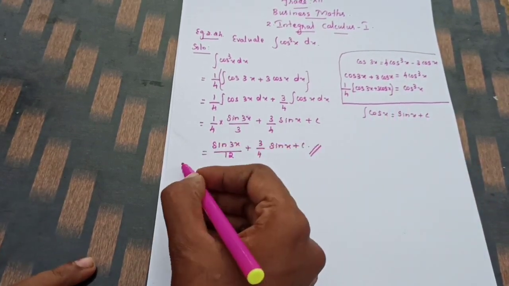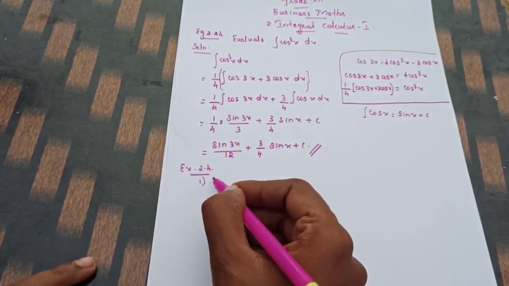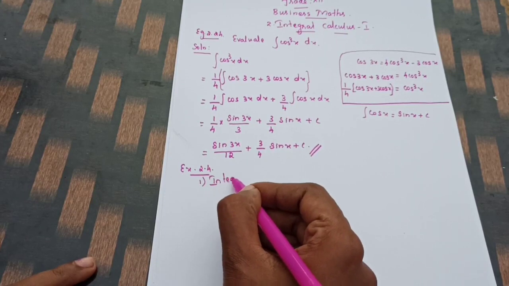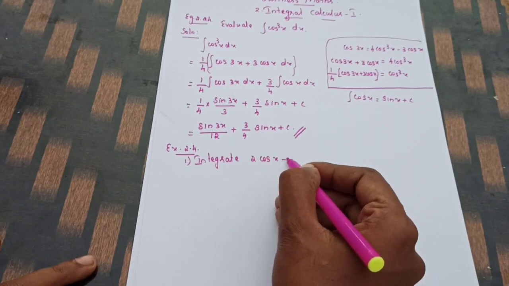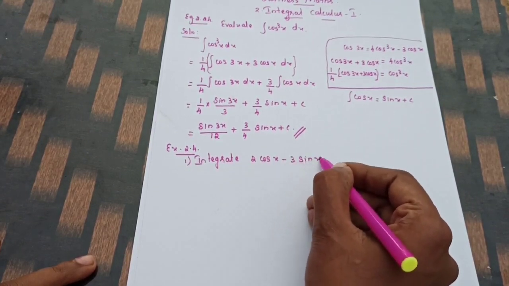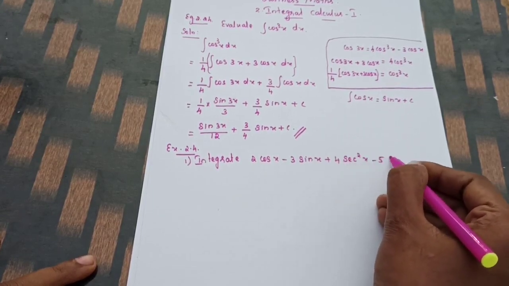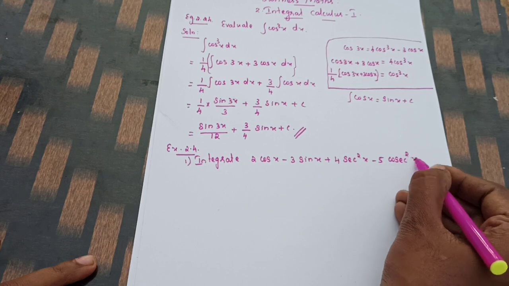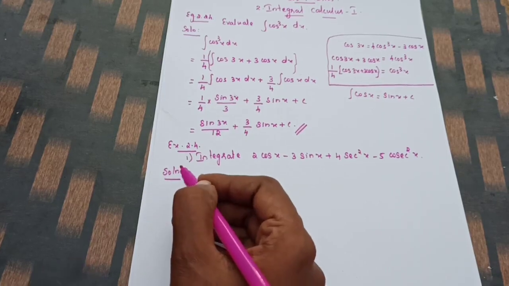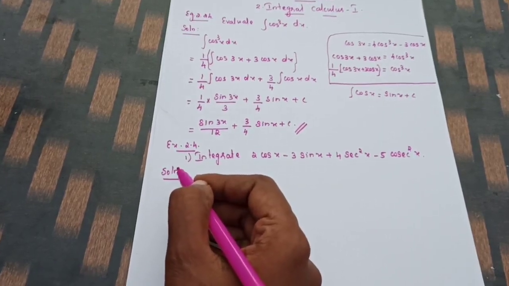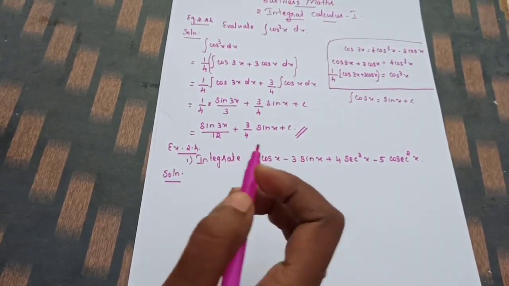So let's move to the exercise. Now, exercise 2.4, problem number 1. One by one we will do. That is, integrate 2 cos x minus 3 sin x plus 4 secant square x minus 5 cosecant square x. Solution. We are going to evaluate this one. So what will we do here? We are going to find all the integral values. Everything here you already know.